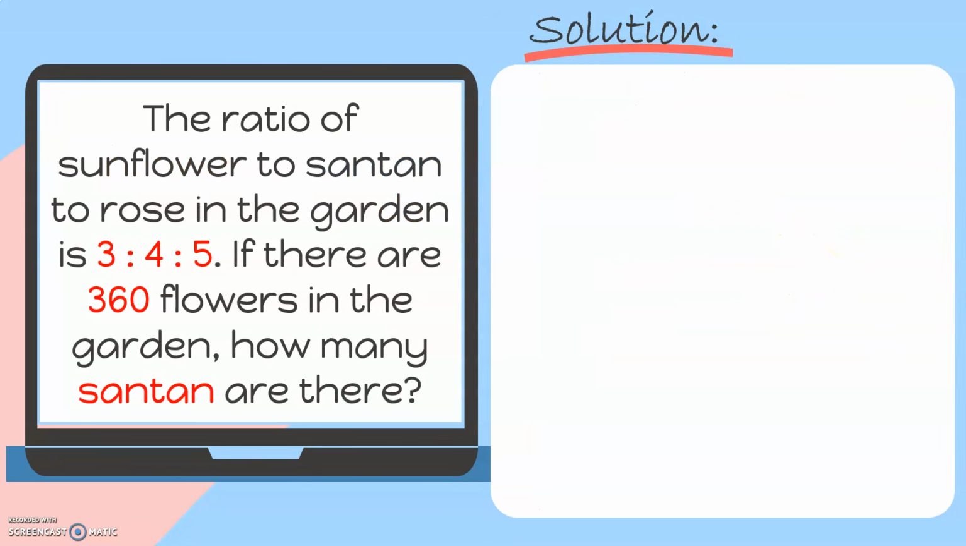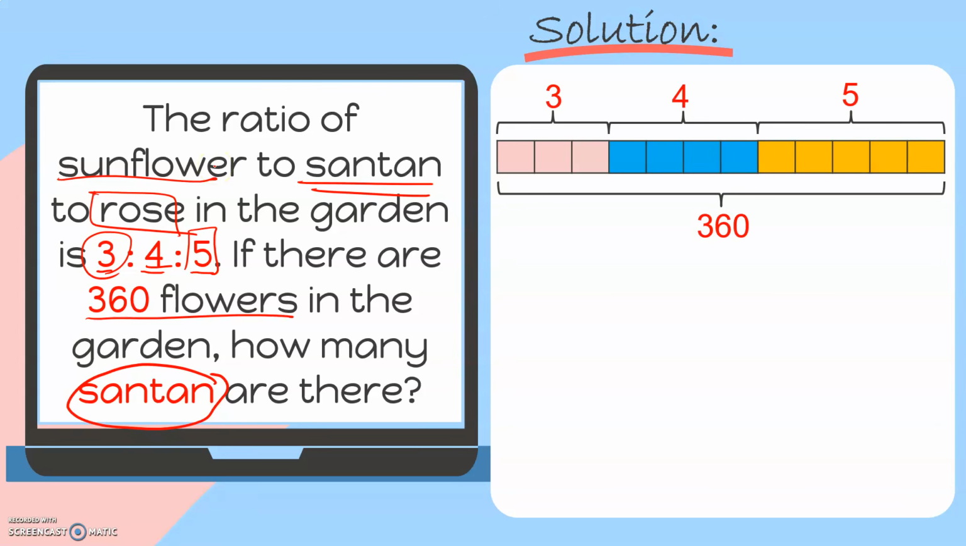Another one, the ratio of sunflower to santan to rose in the garden is 3:4:5. If there are 360 flowers in the garden, how many santan are there? This time, we are only asked to find the number of santan in the garden. If there is a total of 360 flowers and it is divided in the ratio 3:4:5. 3 is for the sunflower, 4 is for the santan, and 5 is for the rose.